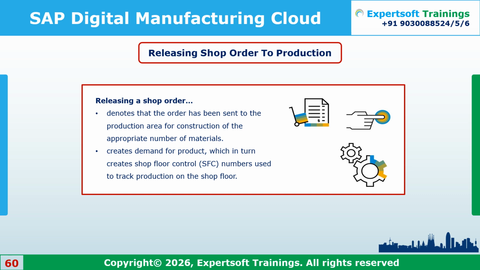Okay, so this is the crucial step that we need to understand from the connectivity point of view. If the order is not still ready for release, or ready for execution, in that case it will not be displayed in the DM. However, once it is ready and it is released for execution, then only it will be displayed in DM.